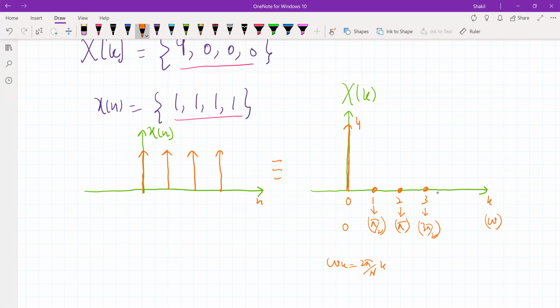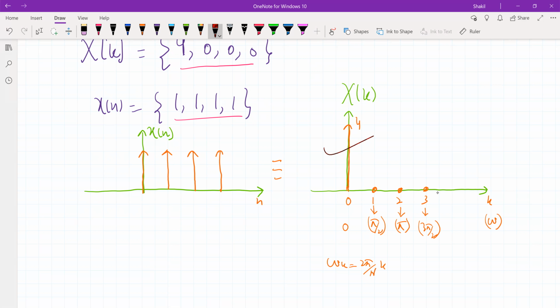I hope you have got the intuitive idea: because our time domain signal is a constant signal, it won't change with time. That indirectly means that the frequency domain representation should have only the 0 frequency. The rest of the components should be 0, and that's what the result shows here. This is a very intuitive idea of the sequence. All right, I hope you have got the idea.